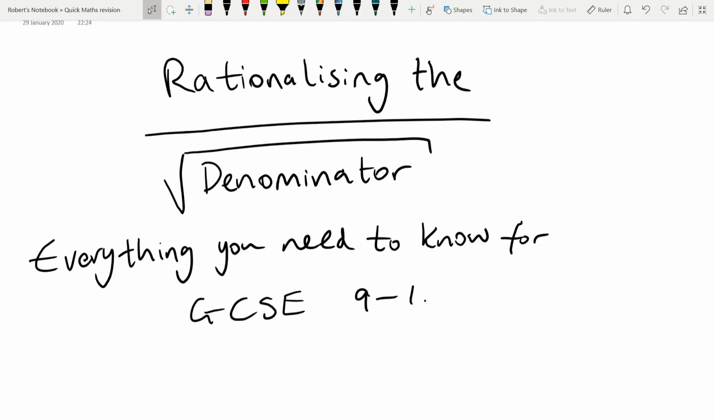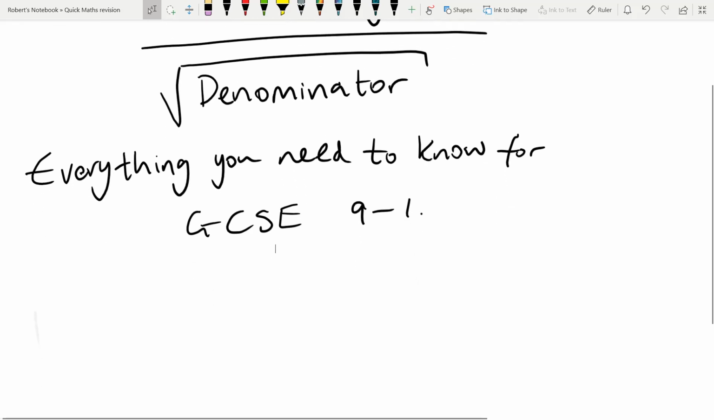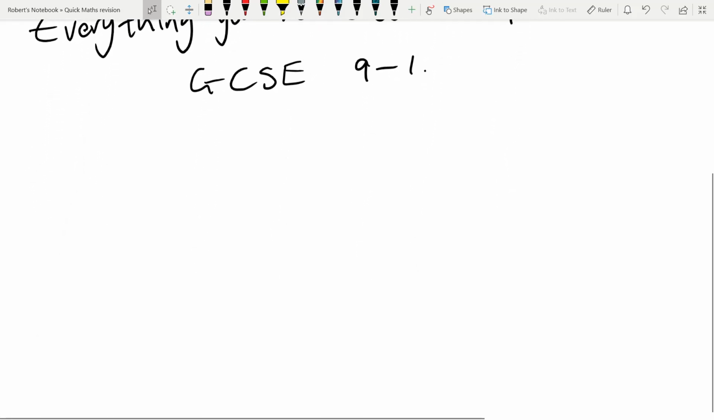Rationalising the denominator sounds more complicated than it actually is. What we're doing is we have a fraction with a surd in it, and we want to get it into its nicest possible form, which is where the denominator, so the bottom of the fraction, doesn't have a square root in it anymore. As we've seen in the previous video, you can divide fractions, and you can divide fractions by whole numbers as well.